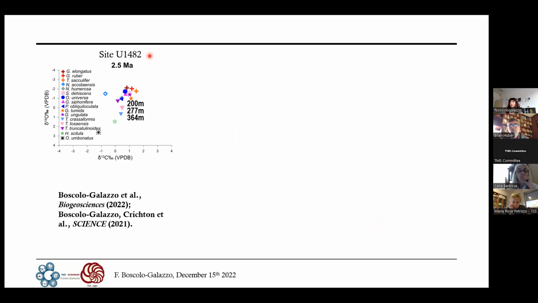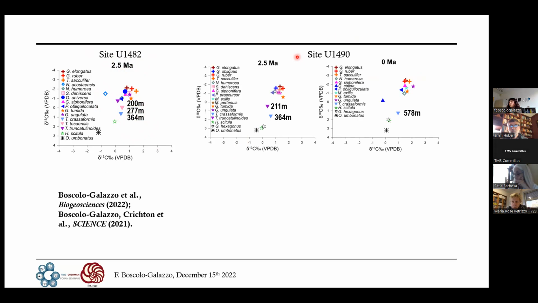Here I'm showing the data for site U1482, 2.5 million years ago. We have Truncorotalia truncatulinoides, Truncorotalia tosaensis, and Truncorotalia crassiformis. And if we look at the oxygen isotope values, they get progressively more positive, moving from truncatulinoides to crassiformis. If we look at the depth habitat reconstruction, the shallowest depth habitat is that of truncatulinoides, and the deepest is that of crassiformis. Site U1490, 2.5 million years ago, again truncatulinoides and crassiformis, with more positive oxygen isotope values and a deeper depth habitat compared with that of truncatulinoides.